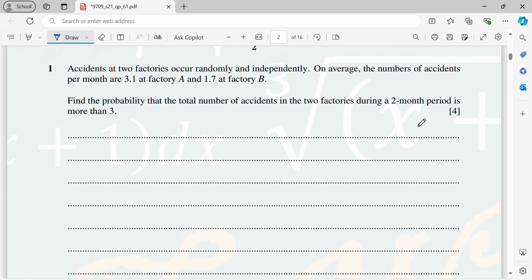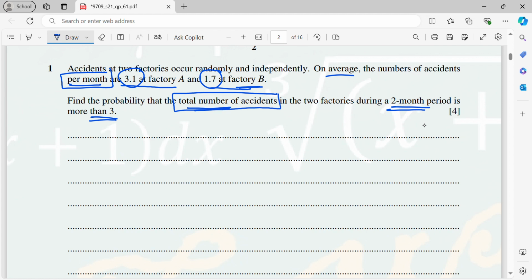Question number 1. Accidents at two factories occur randomly and independently. On average, the numbers of accidents per month are 3.1 at factory A and 1.7 at factory B. Now find the probability that the total number of accidents in these two factories during a 2-month period is more than 3. Okay, so here the 3.1 means per month for factory A, and the 1.7 is for factory B, right?